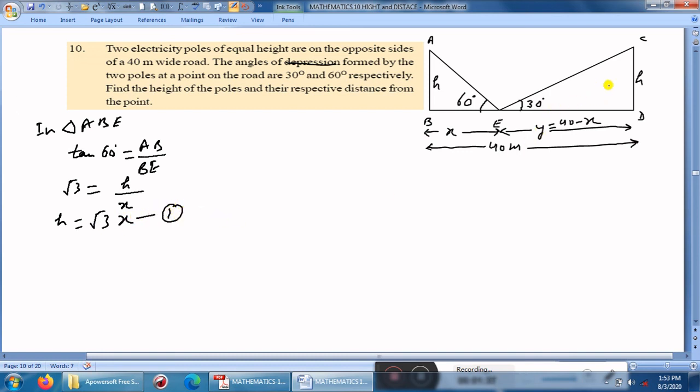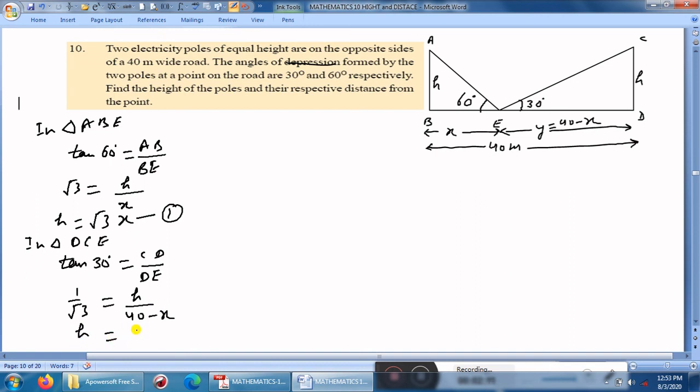Now taking the second triangle, DCE. In triangle DCE, what will happen? Tan 30 degrees is CD upon DE. Tan 30 is 1 upon root 3. CD is H and DE is 40 minus X. So that is the equation. Now do the cross multiplication. So H is equal to 1 by root 3 times (40 minus X). It is your equation second.